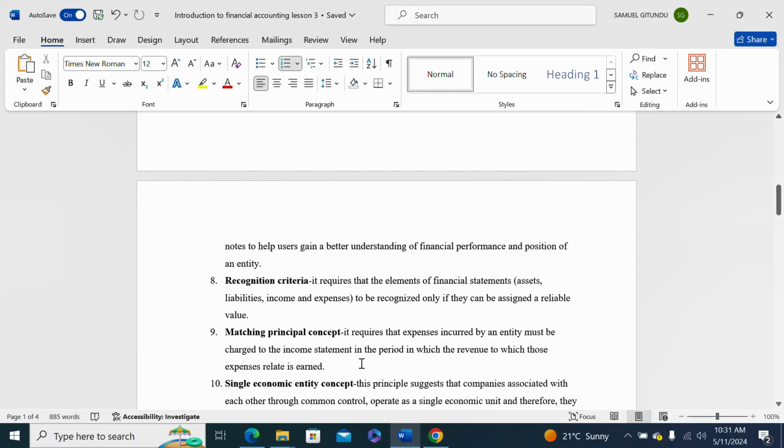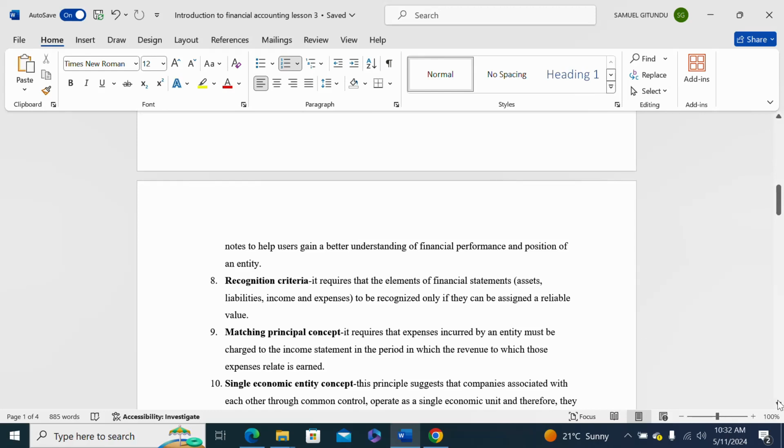For example, if you make sales in this period, then the cost of those sales must be accounted for in this period, even if you pay for the cost of those sales in the next period. One example of cost of sales is purchases. Let's say you purchased your goods on credit, but you have earned your revenue in this period. Then you pay your creditors next year. You're not supposed to recognize those purchases in the next year. You're supposed to recognize them in the current year. That is all about the matching principle concept.